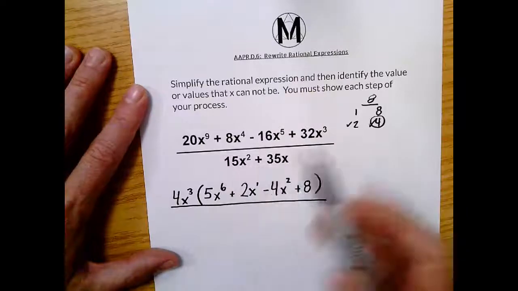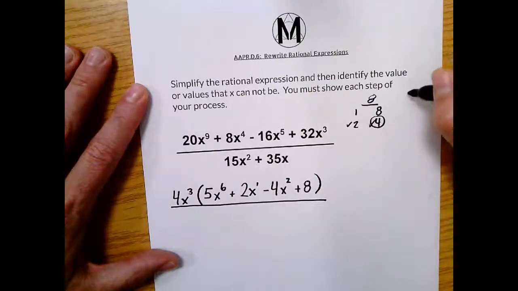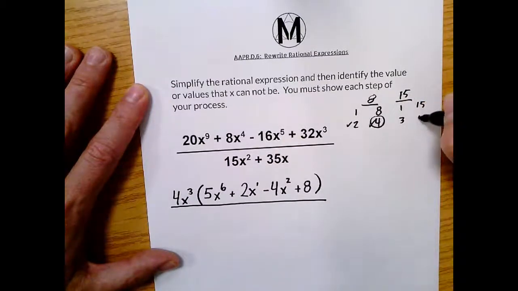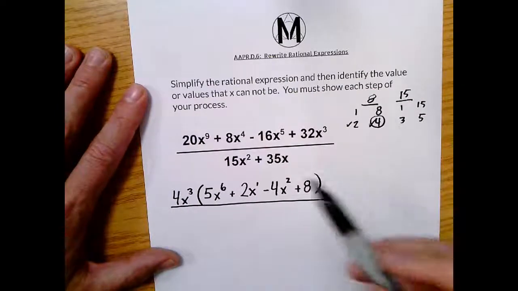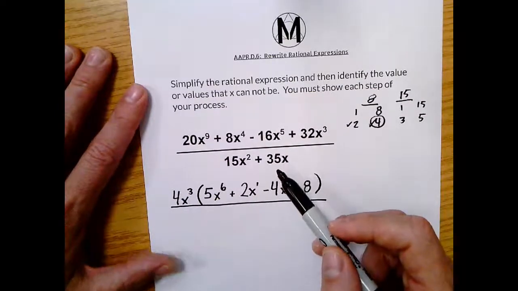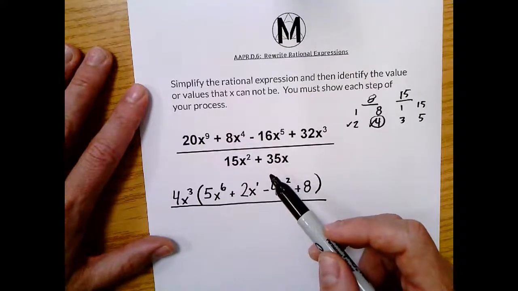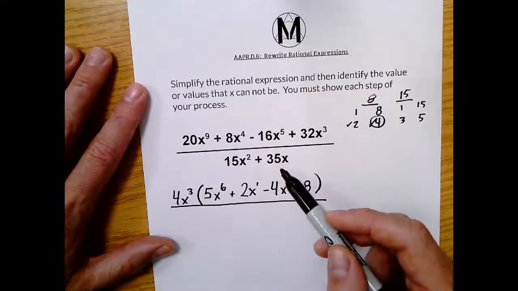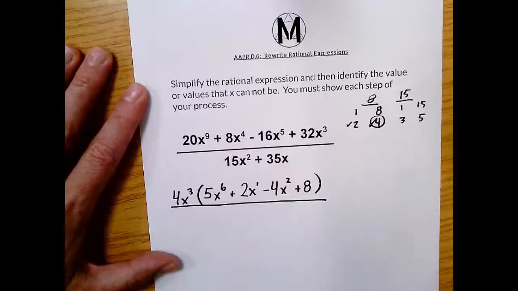Same process. We'll take the smallest coefficient, which is 15. I'll just put it right over here, save some space. And 15 is 1, 15, 3, and 5. Okay, so let's check. Does 3 go into 35? It does not, because 3 times 10 is 30, 3 times 11 is 33, 3 times 12 is 36, so we missed that, so 3 doesn't work.